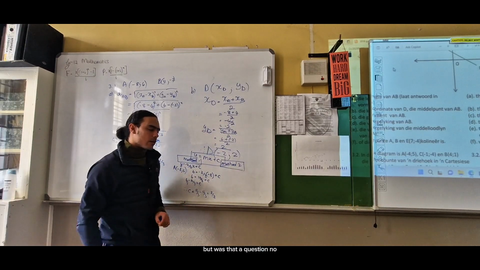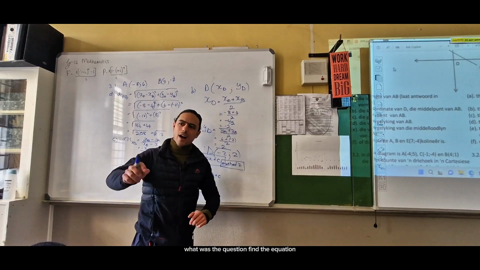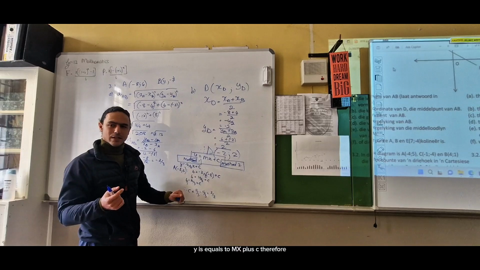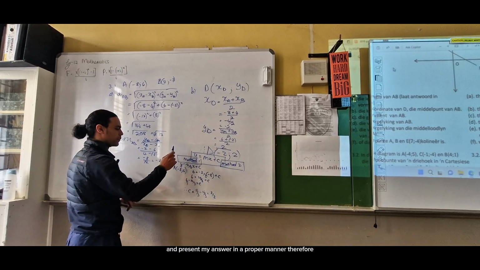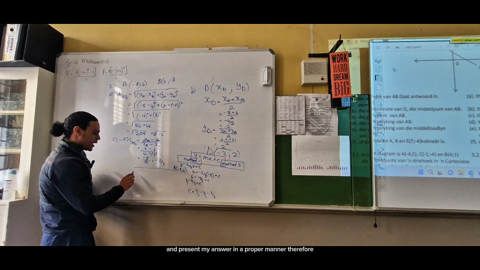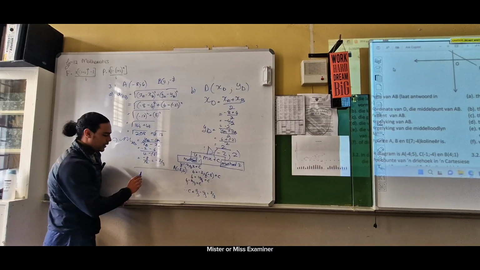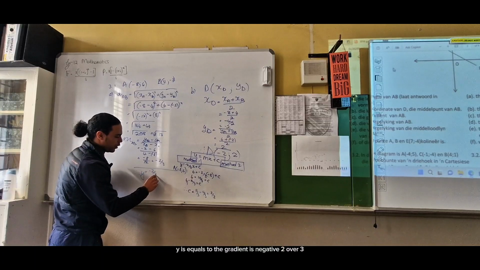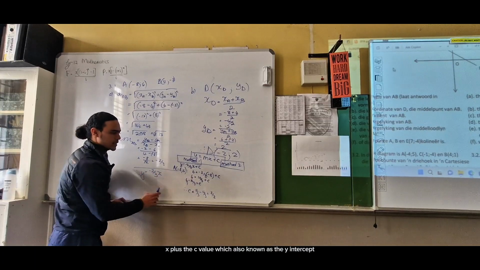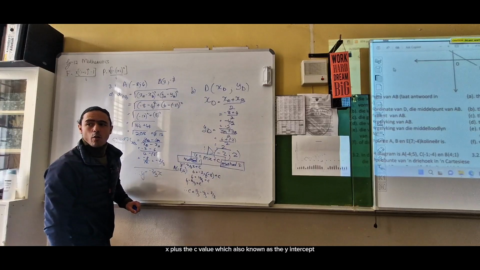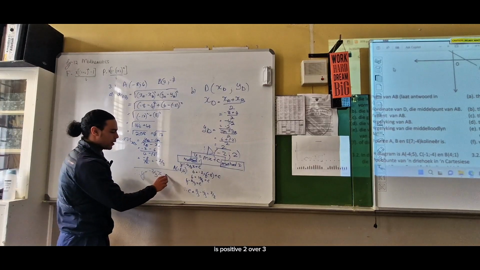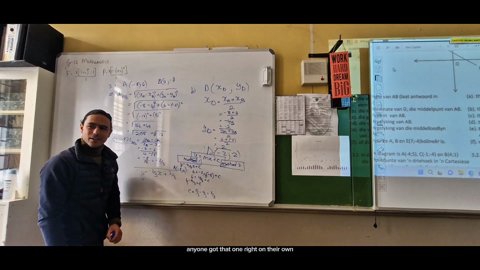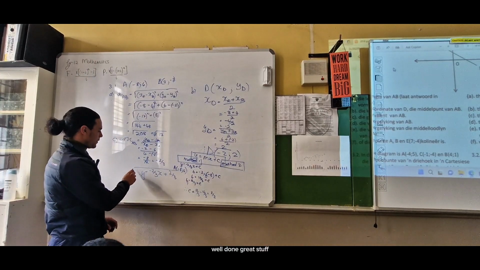But was that a question? No. What was the question? Find the equation, and our equation normally looks like standard form, y is equal to mx plus c. Therefore, I need to write and present my answer in a proper manner. Therefore, Mr. or Miss Examiner, y is equal to the gradient, negative 2 over 3x, plus the c value, which is also known as the y-intercept, positive 2 over 3. Anyone got that one right on their own? Well done. Great stuff. That was method 1.